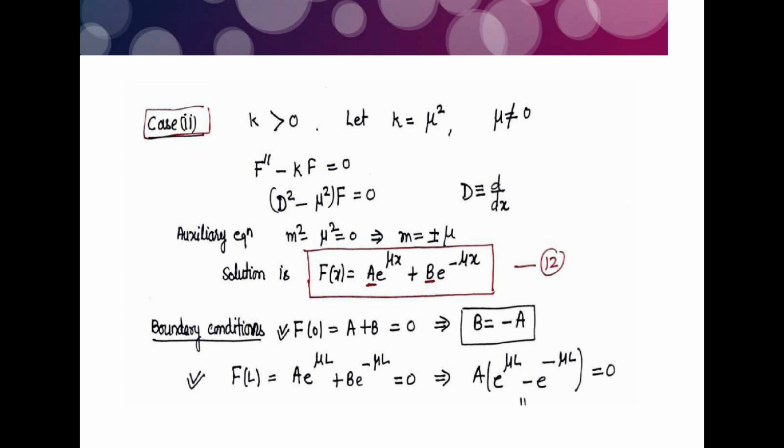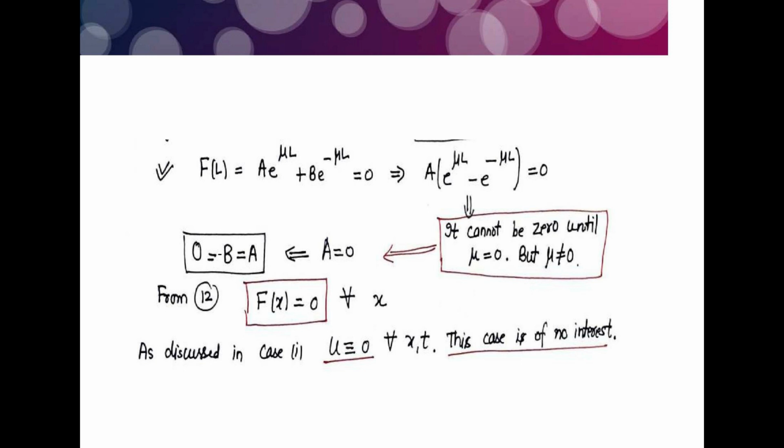Now we will use the second boundary condition, that capital F at the point x equal to L is again 0. So go to equation number 12, put x equal to capital L. We get the last equation on this slide, and I am using here that B is equal to minus A. So from here we can take A common, and we have the last expression, that A times e raised to power mu L minus e raised to power minus mu L, this is equal to 0.